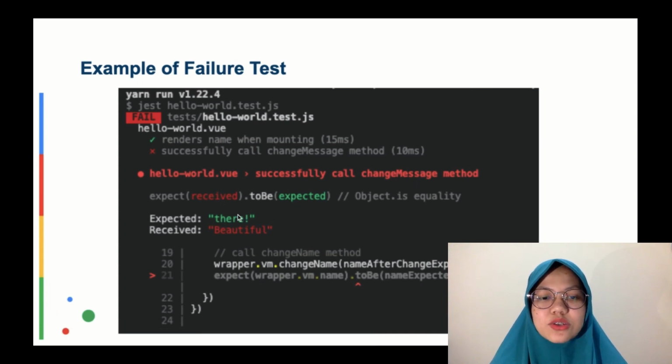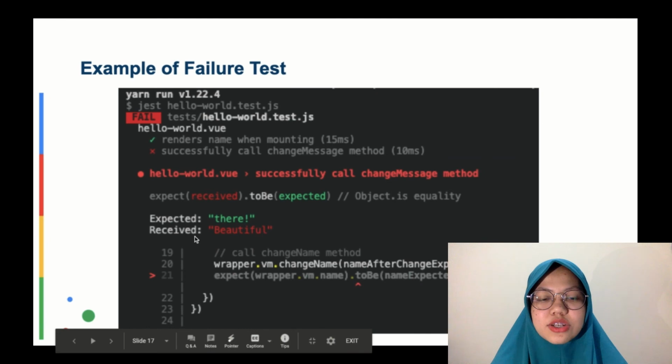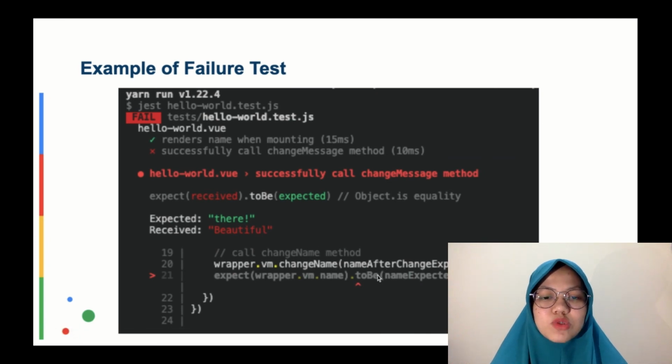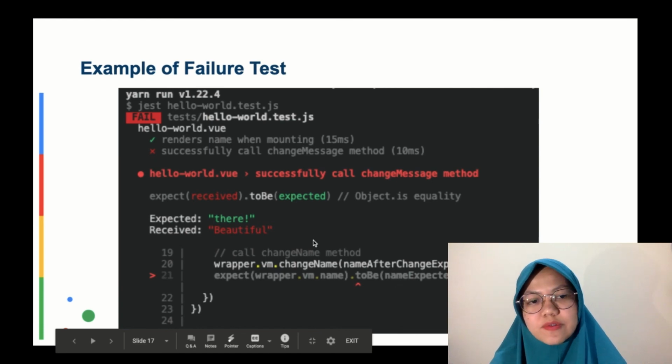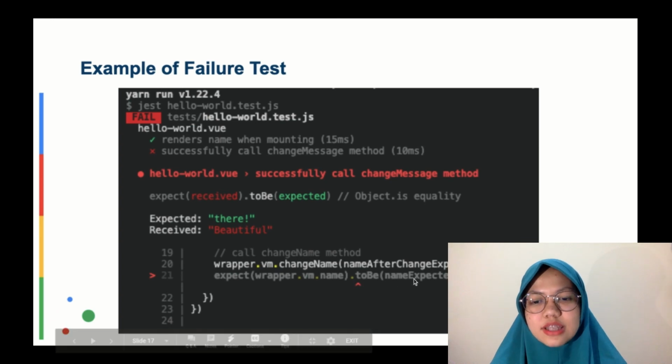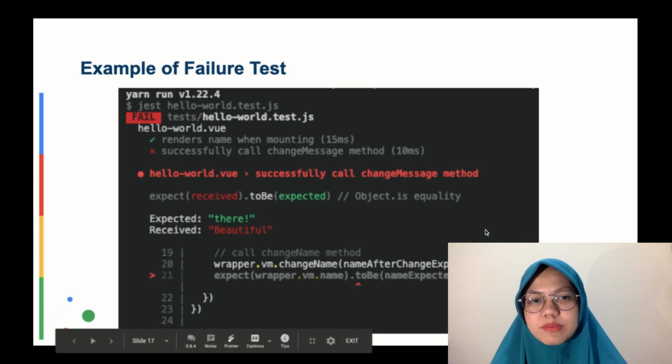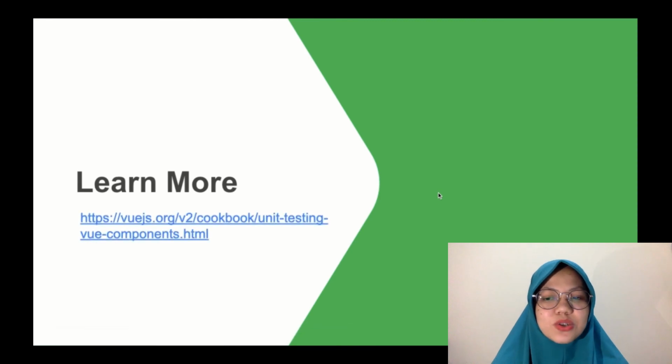It is expected to have there inside here, but it received beautiful. So supposedly after I change the name, it should be beautiful, but I check it to be the same as the previous one. That's why it's a fail. Okay, so I just changed this name expected to be the name after change expected. Okay, so that is a little example about unit testing on Nuxt Vue.js. You can learn more about this on Vue.js org v2 unit testing Vue components.